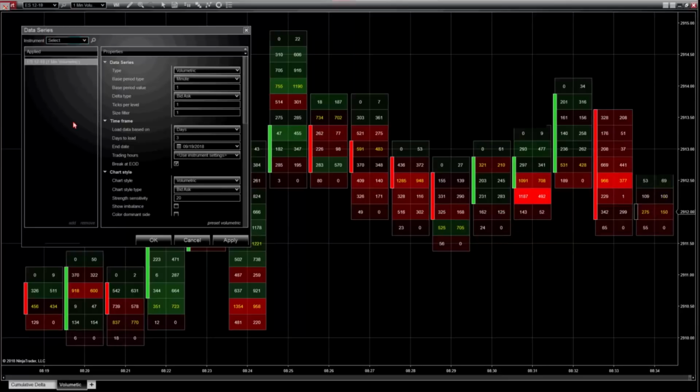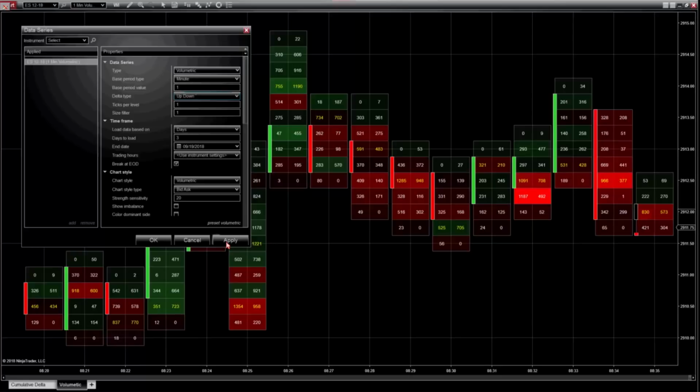The first thing we'll change is the delta type by which we calculate the cumulative delta. With this set to bid ask, this setting accumulates the volume of orders filled at the bid or less versus the ask or more. Orders filled at the ask or more price are considered buying pressure. Orders filled at the bid or less price are considered selling pressure. If the current tick price is between the ask and the bid, the volume will be recorded to the same pressure as the previous tick.